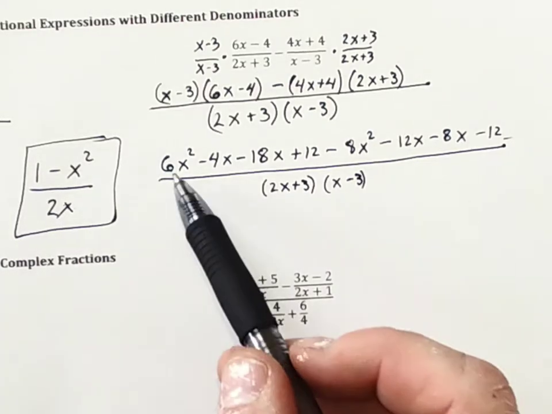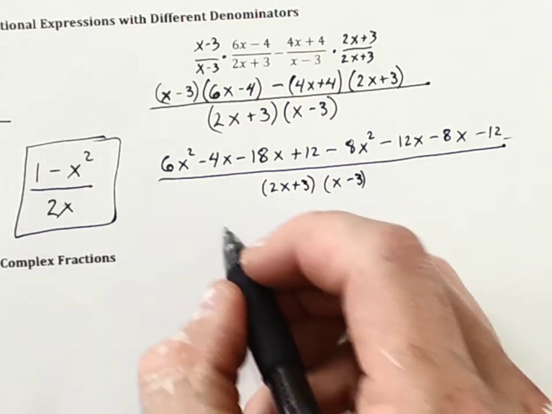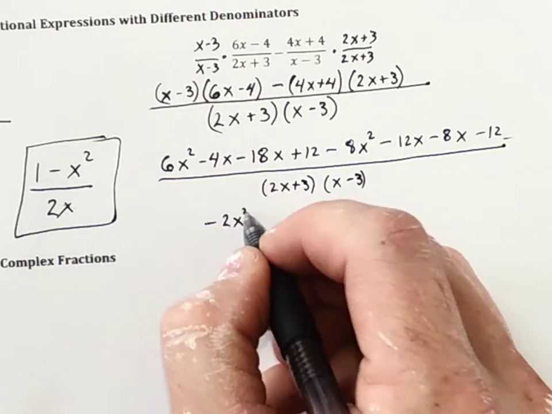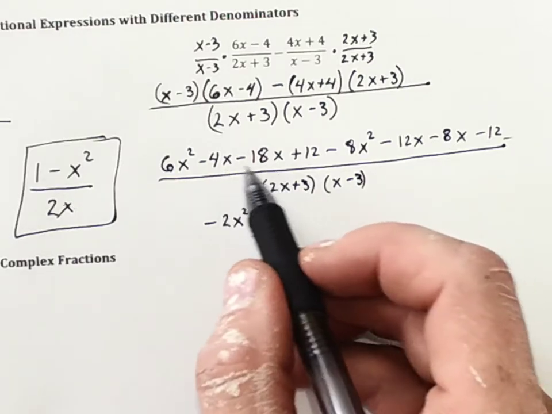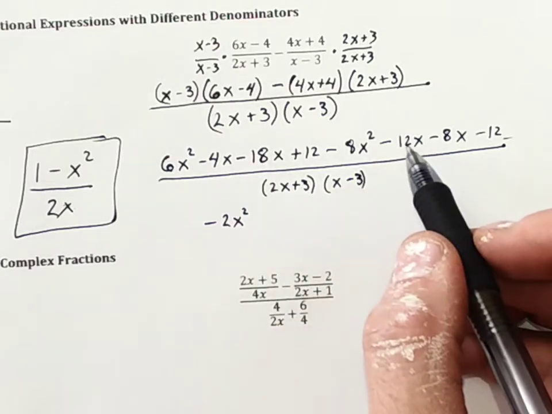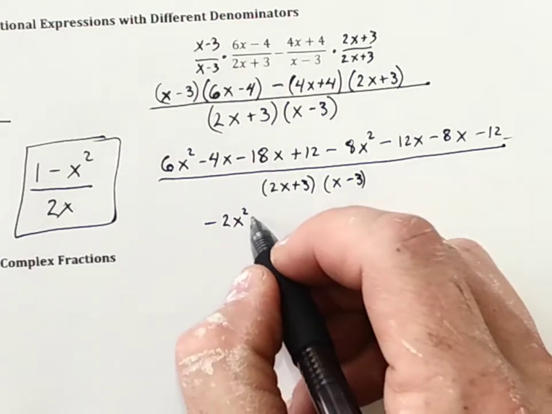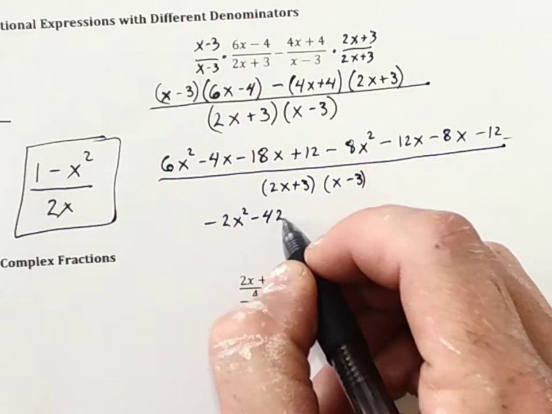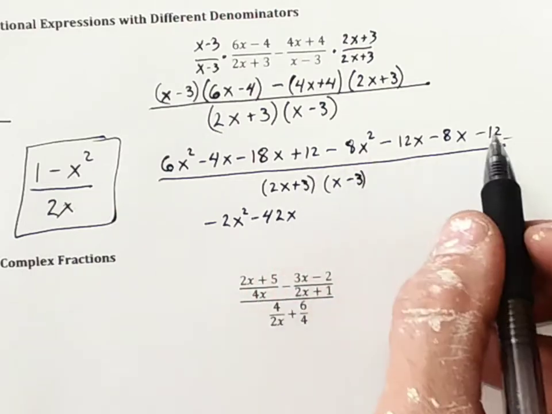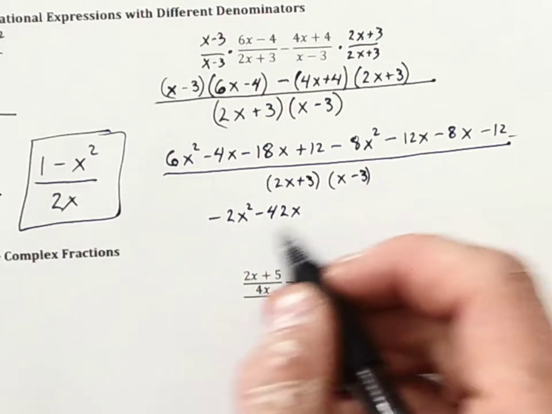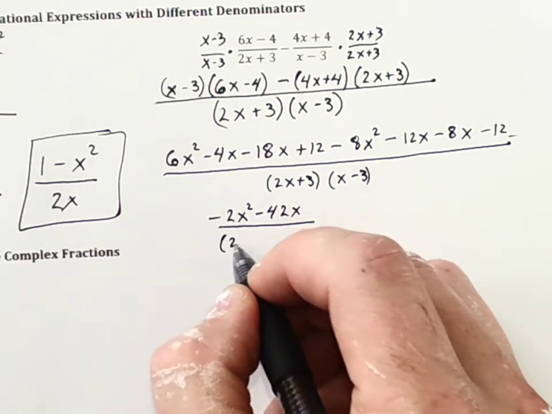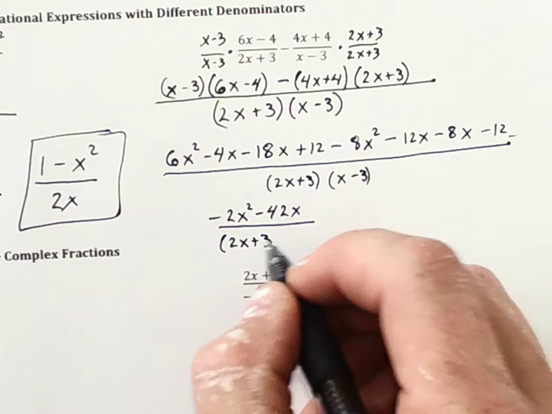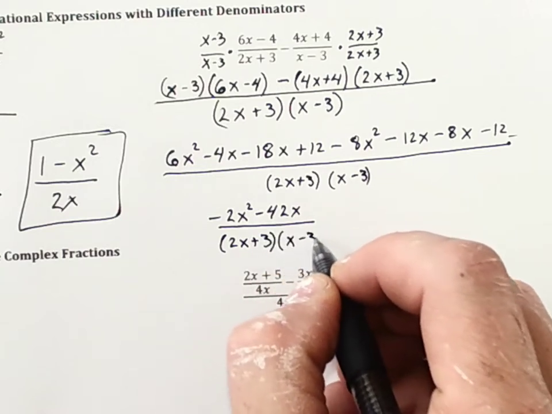Combine like terms. 6x squared minus 8x squared is negative 2x squared. Negative 4x minus 18x is negative 22x. Minus another 20x is a negative 42x. And 12 minus 12 is 0. And then we have 2x plus 3 times x minus 3.